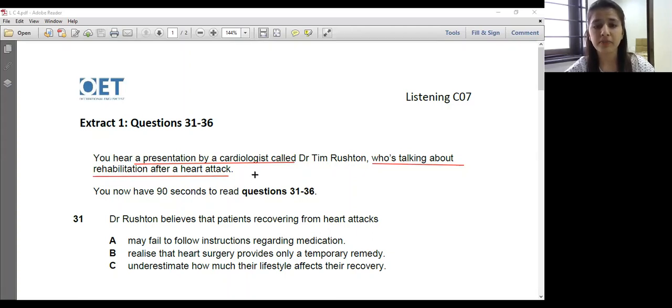So that's another key word that is helping you predict the framework of this entire presentation. So he's talking about rehabilitation. Any idea what would be the purpose of rehabilitation after a heart attack?